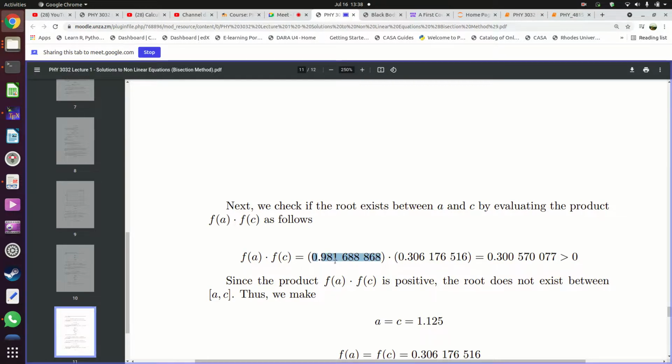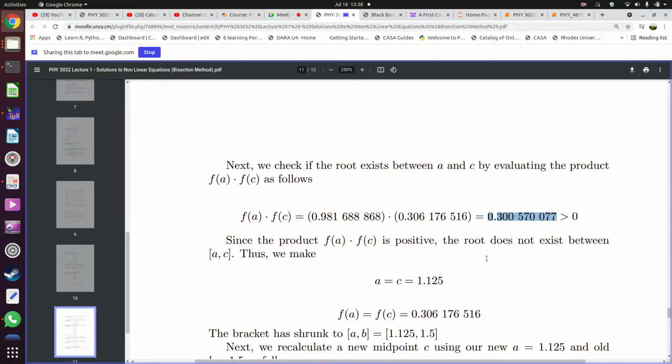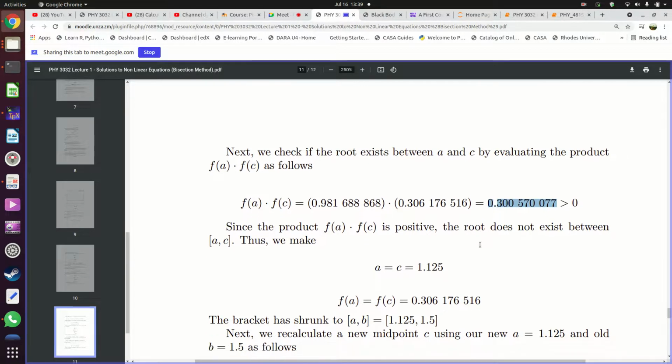So f of A times f of c, this is a positive value. At f of A, the function is positive. At f of c, the function is positive. You multiply these, you end up with 0.300570077. This is positive. So f of A times f of c is a positive product which is greater than 0. Now if the product is greater than 0 between f of A and f of c, it means that there is no root between A and C. Is that clear?